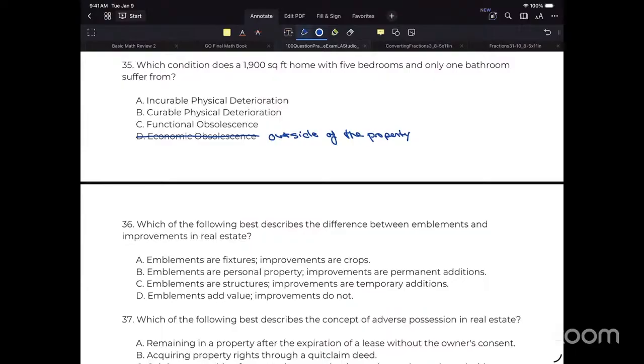Well, A says incurable physical deterioration, and B says curable physical deterioration. The curable means you can fix it. The incurable means you can't. But we haven't said in this description that the property has deteriorated. I hate that word.